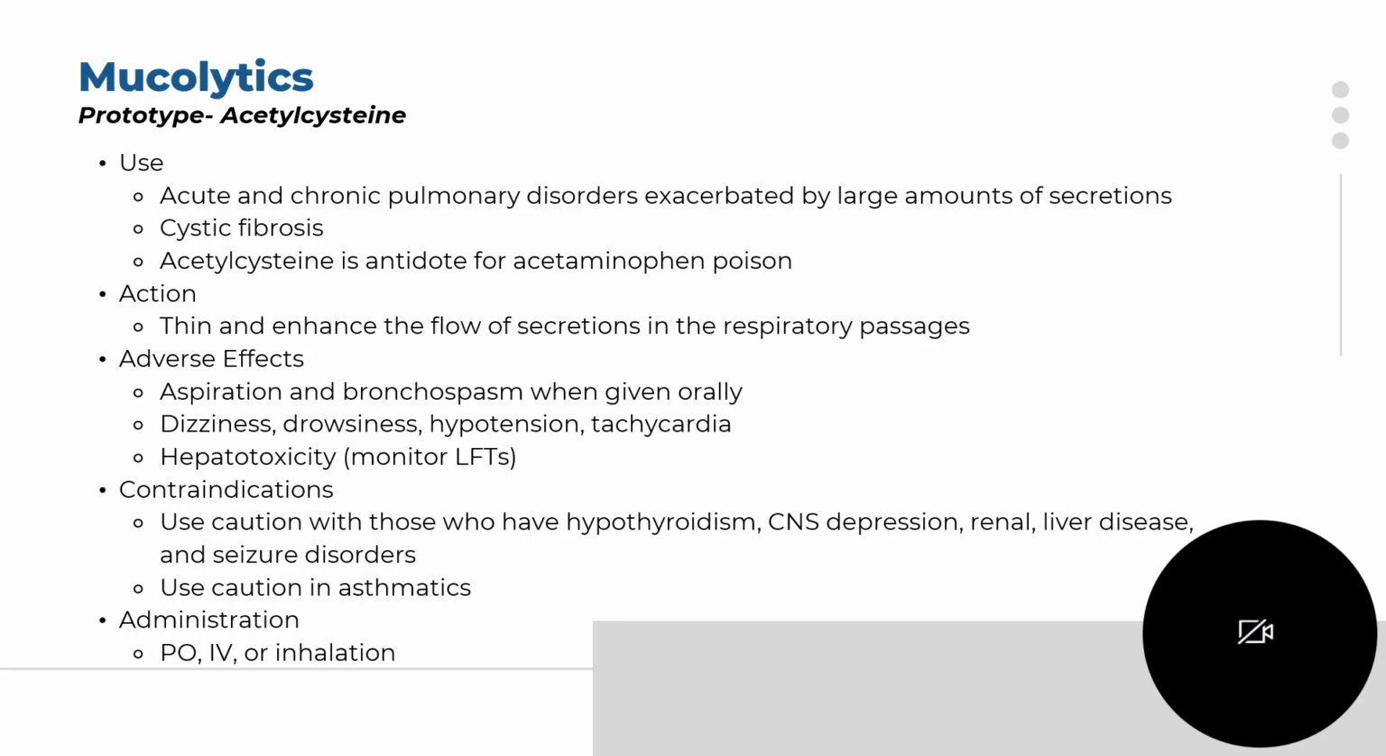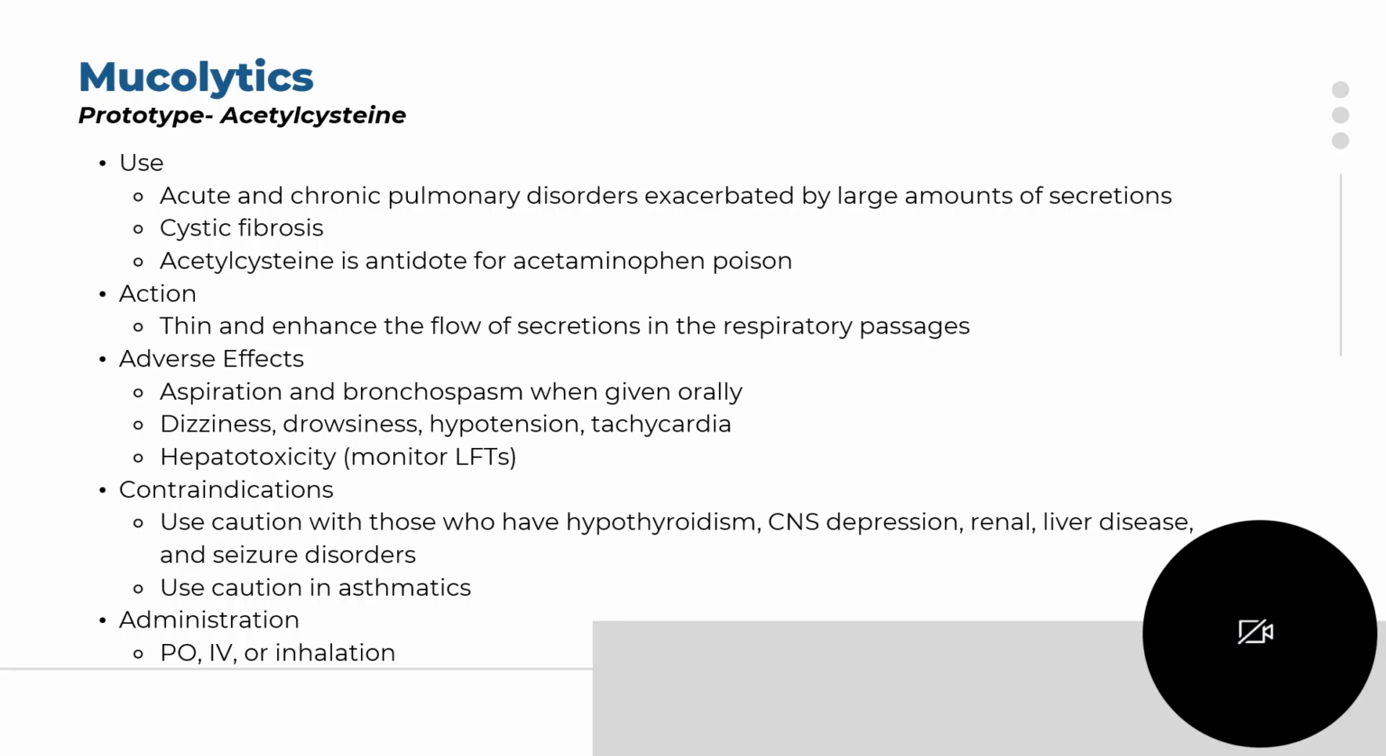Mucolytics, acetylcysteine is our prototype for this. So this is used most of the time in cystic fibrosis. This is for severe secretions. So this also thins secretions, but this is for more severe. Some adverse effects of this are aspiration or bronchospasm when given orally. Hepatotoxicity, so important for me to monitor liver function and then look for those side effects we talked about earlier.